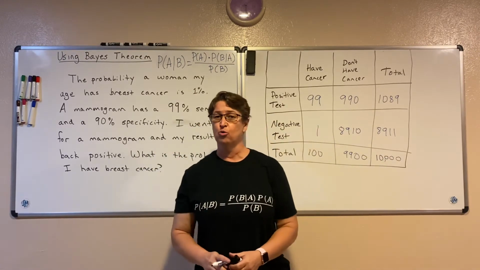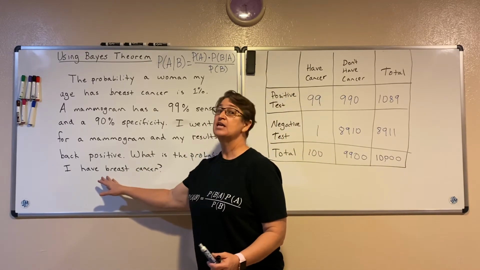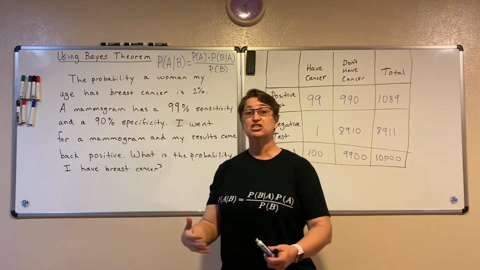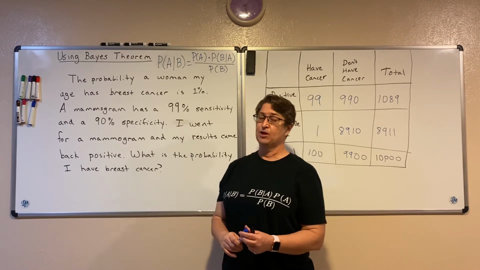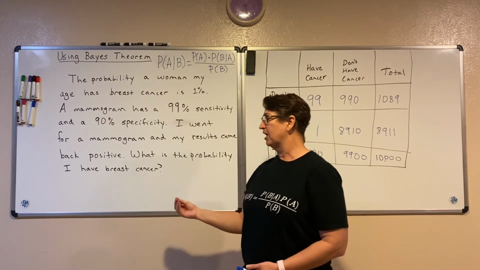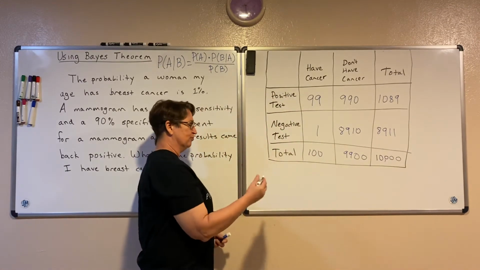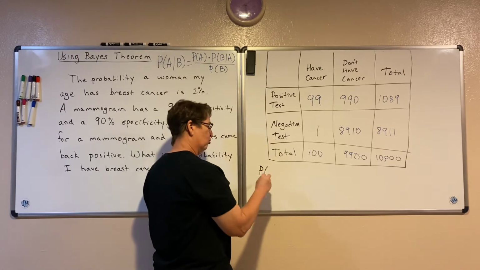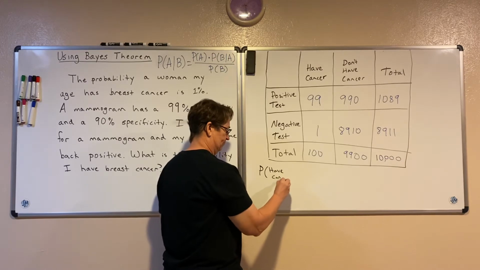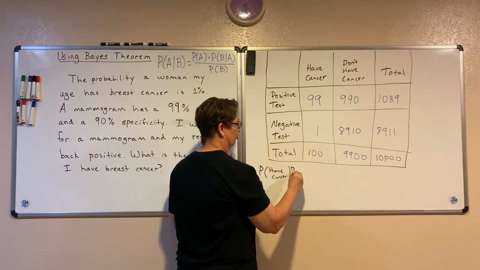Now, I want to know the probability that I have breast cancer given that I have a positive test. So this is a conditional probability. And that's why we can use Bayes theorem or Bayes formula on it as well, because it is a conditional probability. So if I were using my notation, I would say, what's the probability that I have breast cancer given that my test results were positive?